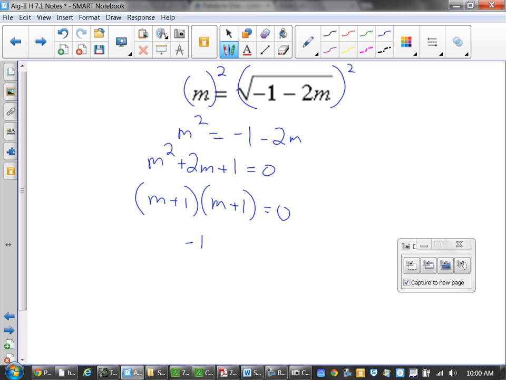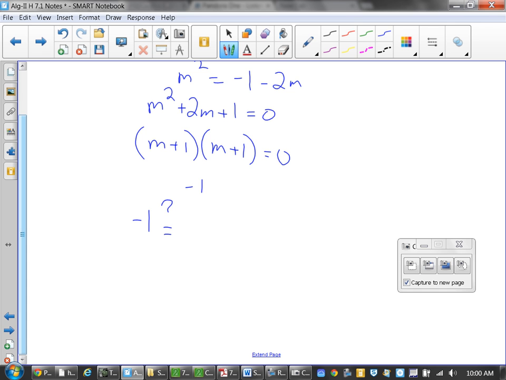Now, this is where it's very important that you go back and check your answers, because again, you could wind up with extraneous solutions. Remember, the answer that works but just doesn't work? So if you go back and substitute in, does -1 equal the square root of -1 minus 2 times -1? Well, let's see here. We have -1, minus 2 times -1, which becomes plus 2. So does -1 equal the square root of 1?